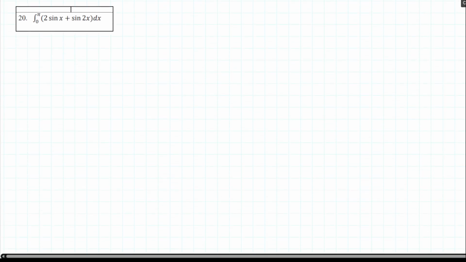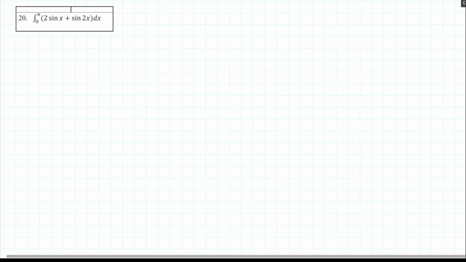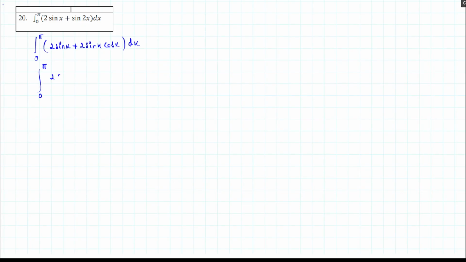And then we have the integral from 0 to 2 pi of 2 sin x plus sin 2x dx. So first let's rewrite this integral from 0 to 2 pi of 2 sin x, and sin 2x can be written as 2 sin x cos x, and dx. So we can factor out the 2 sin x, which gives 1 plus cos x dx.